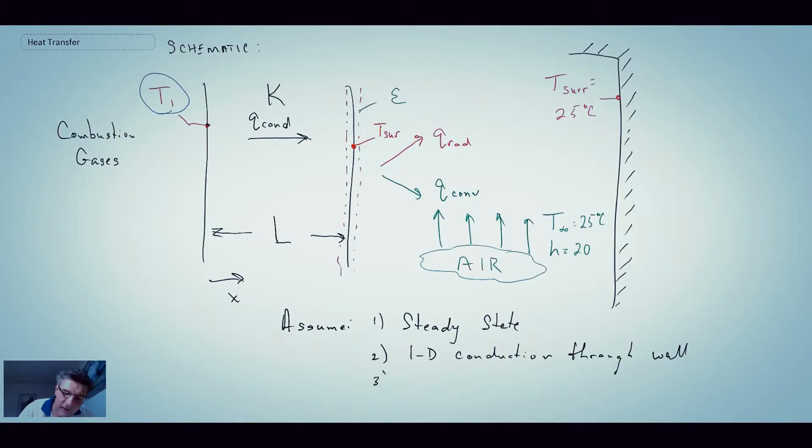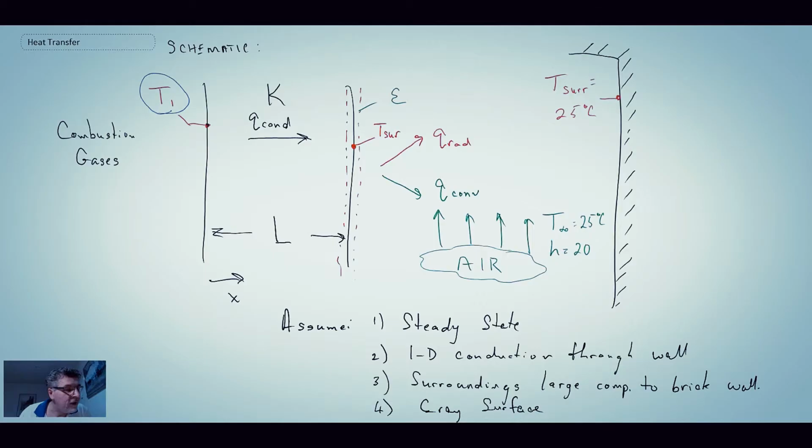And a third thing is surroundings are large compared to the brick wall. Another one that I should add here is that we're dealing with a gray surface. So with that, that means that the emissivity and the absorptivity are equal to one another. All right, so we have all the different components here.